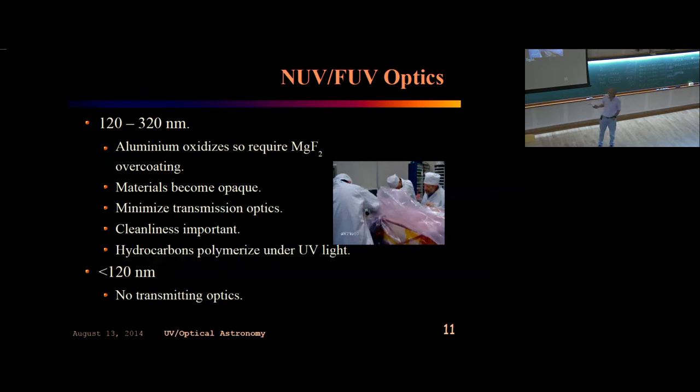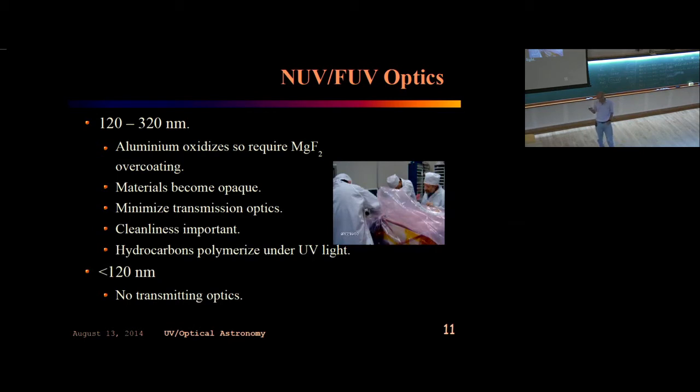Now, when you work in the far UV, less than 120 nanometers, you have to be even more careful because there's almost nothing that transmits below 120 nanometers. You can't even use a magnesium fluoride overcoating because magnesium fluoride cuts out at about 115 nanometers. So you have to use something like lithium fluoride or silicon carbide. And lithium fluoride is hygroscopic. It absorbs water. So now you have to not only keep it clean, you have to keep it free from all water. So the storage gets a lot more difficult.